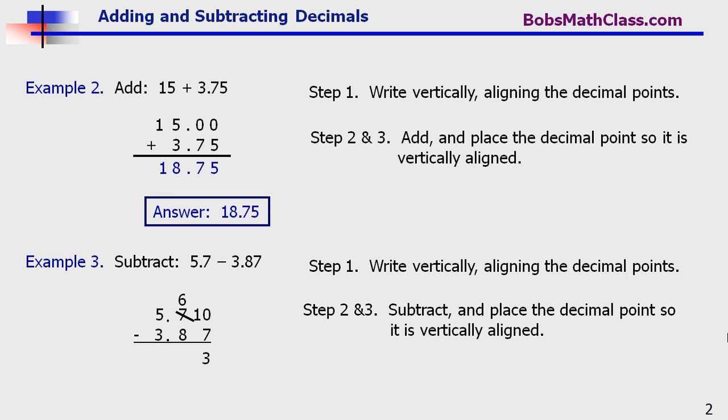Again, now we have to subtract 8 from 6. Can't do it, so we've got to borrow from the 5. Becomes a 4, put a 1 in front of the 6. 16 minus 8 is 8. And then 4 minus 3, we could do that one, that's 1. And then bring the decimal straight down. So 1.83.